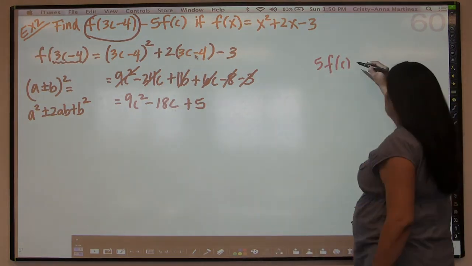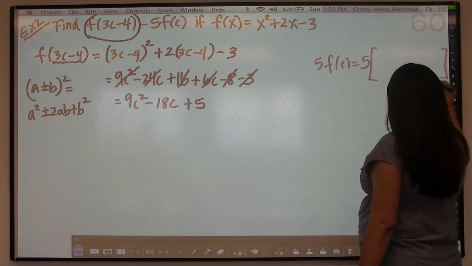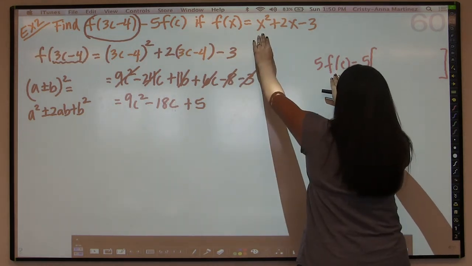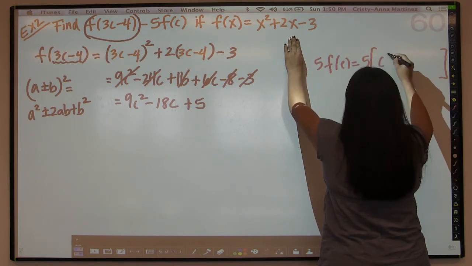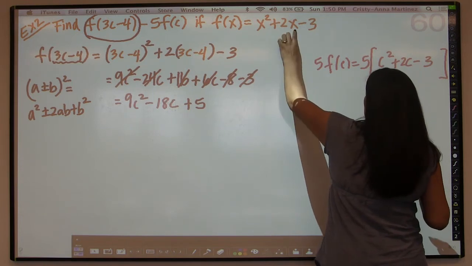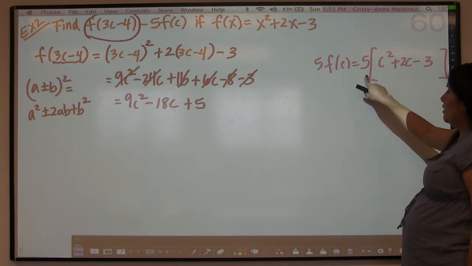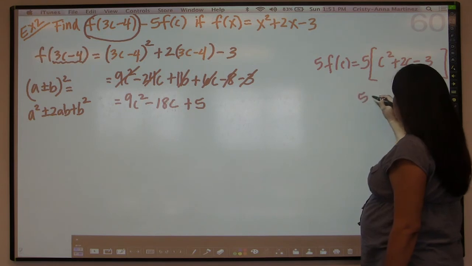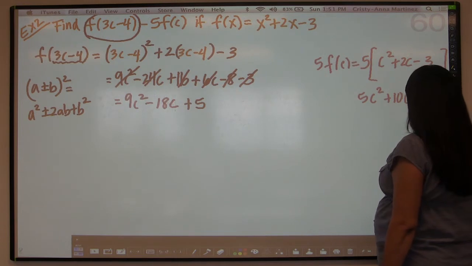So the first thing you want to do is leave the 5 there. F of c is going to go in here, and f of c basically means to take the f function and replace all the x's with a c. So that's going to be pretty easy to do. You're going to get c squared plus 2c minus 3. I'm just replacing the two x variables there with c's instead. And then the 5 is out here, so it's 5 times all of that. So now I can distribute my 5 and get 5c squared plus 10c minus 15.